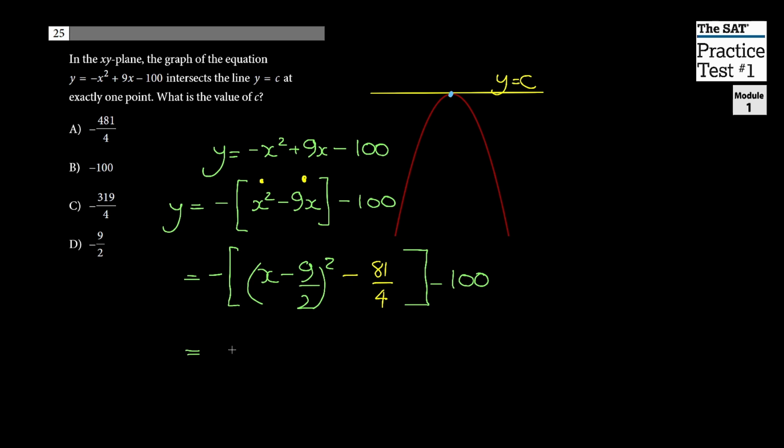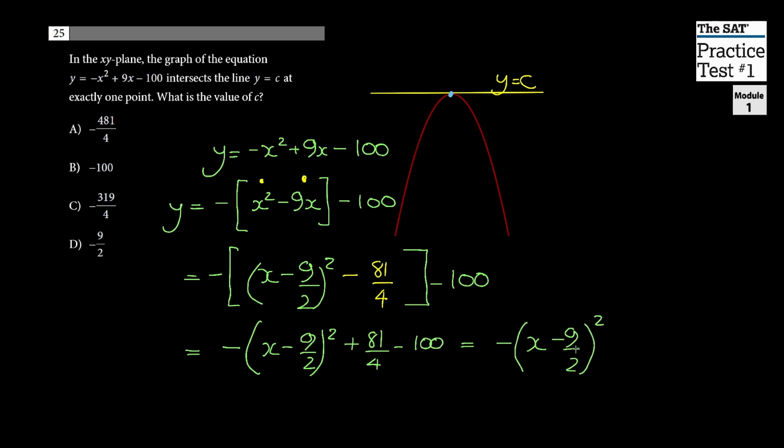Okay, taking the square bracket away, we've got negative x minus 9 over 2 squared. This is going to be positive 81 over 4 minus 100. So this is going to be equal to, this is unchanged. Let's do a little bit of side work here. 81 over 4 minus, well, if we multiply this by 4, I get 400 over 4. And this is equal to negative 319 over 4. So this is take away 319 over 4. And if you notice, that is one of the answers.